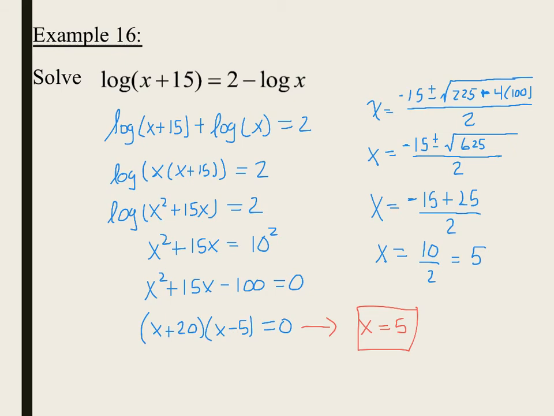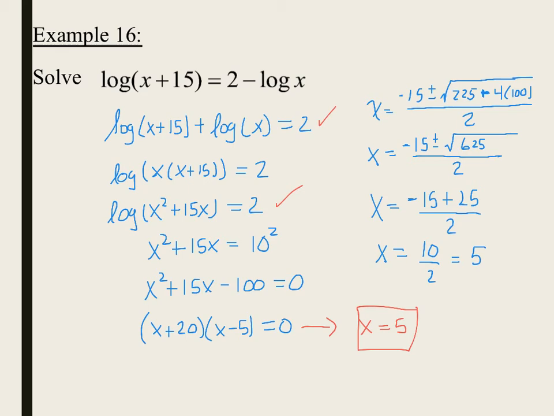So in this case, we did it two ways. First of all, we added log x to both sides of the equation, and when we did that, we got the log of x plus 15 plus log x is equal to 2. Then we used the product rule of logarithms. So we have the log of x times x plus 15 is equal to 2. We multiplied out the x's, we expanded it. We get the log of x squared plus 15x is equal to 2.